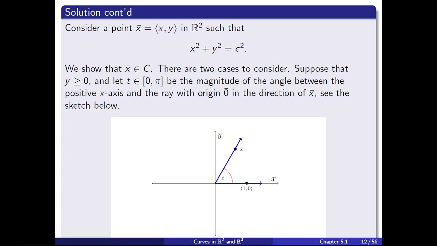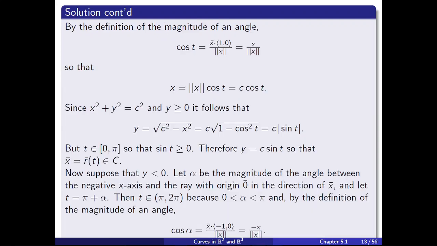So we start off with y greater or equal to 0, and then where t is between 0 to pi. So let t be the magnitude of the angle between the positive x-axis with origin in the direction of x. So what we are talking about is this angle, right? And our x is there. So we want to show that x has to be on C, right?